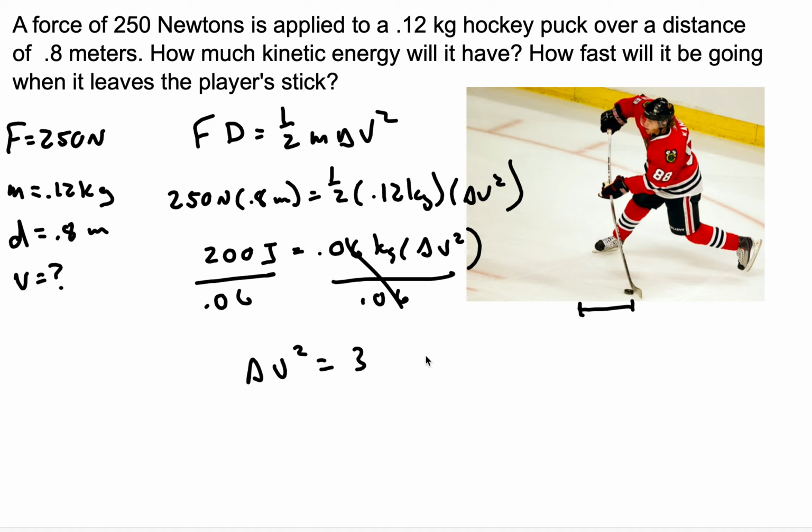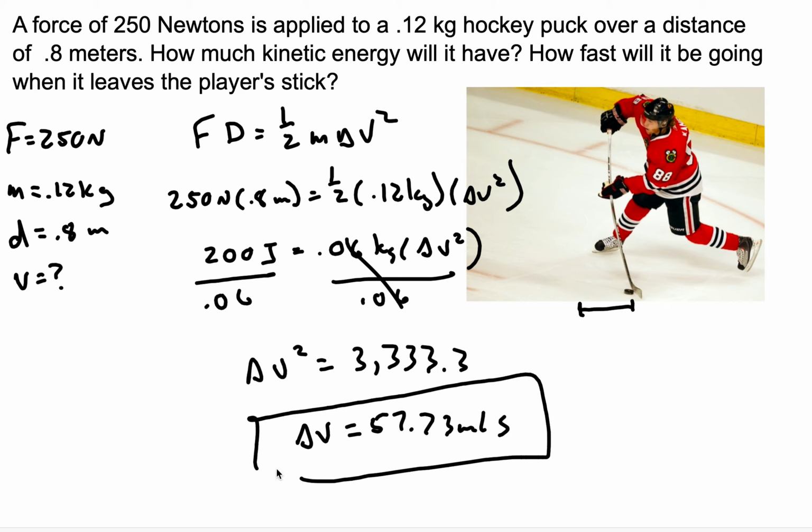It's going to be 330. Wait. I don't know if it was right, but I got 3333.3. Yeah, that's what I was going to say. 3,333.3 repeating. And then take the square root of that, because I got to get rid of that squared. So then the change in velocity is going to be 57.73 meters per second.